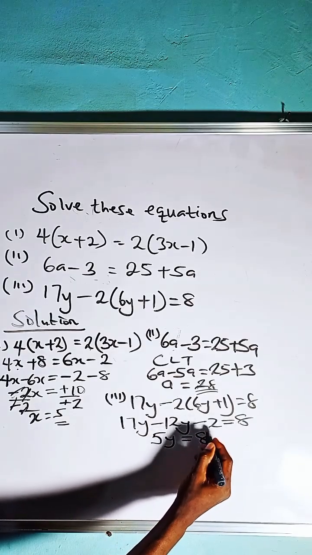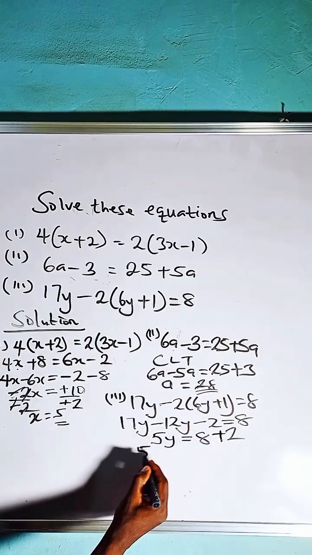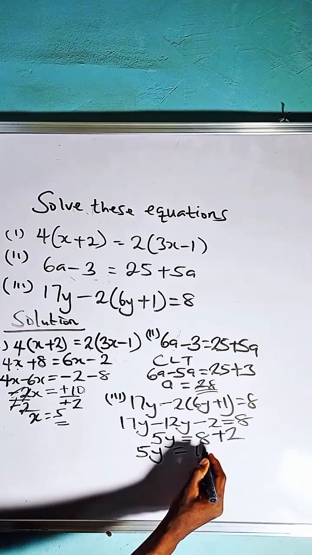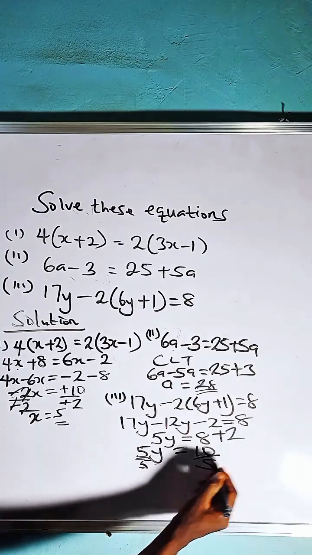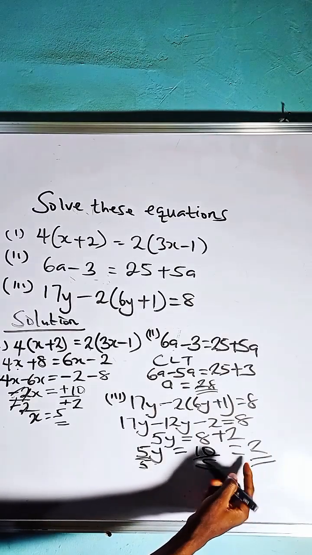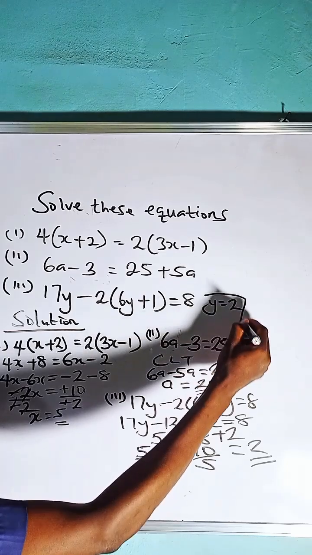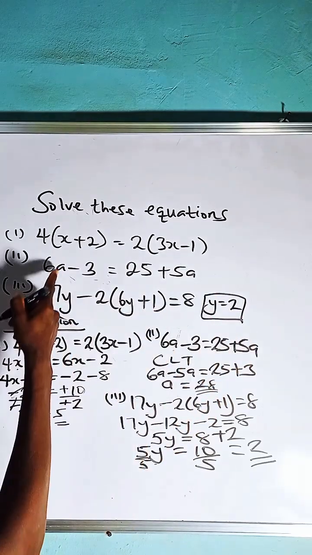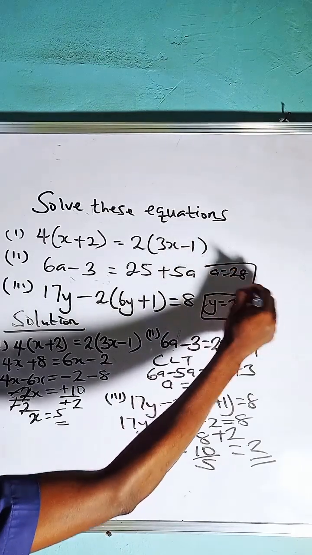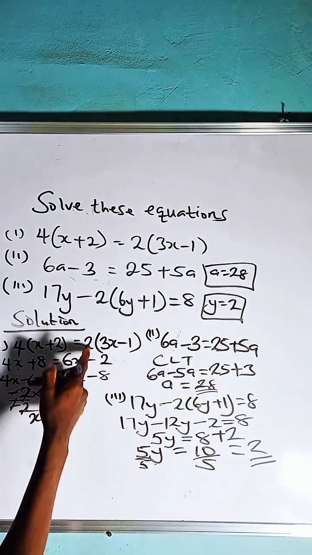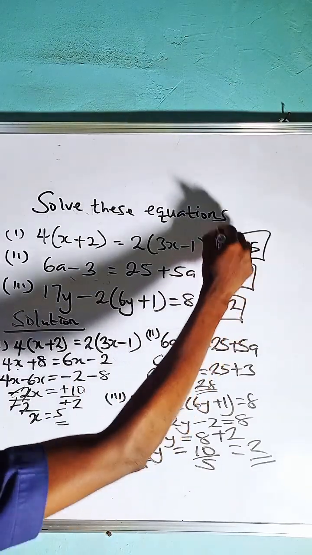So we have 8, so we add 2 to both sides of the equation. So 5y equals 8 plus 2, which is 10. So the value of y, we divide by 5, okay. So we have y to be 2, okay. So the value of y in this equation equals 2. The value of a in this equation, we have as 28, okay. And the value of x in the first equation, we have as 5.